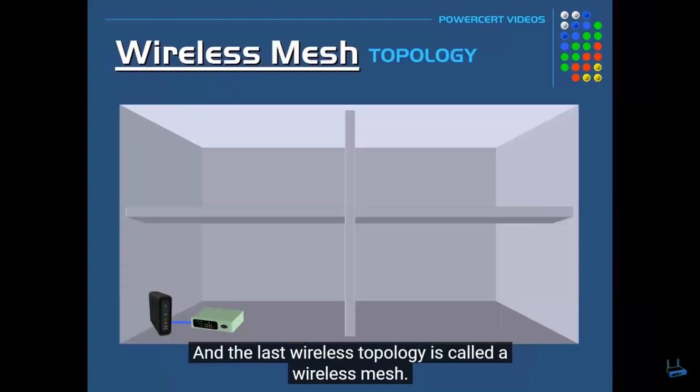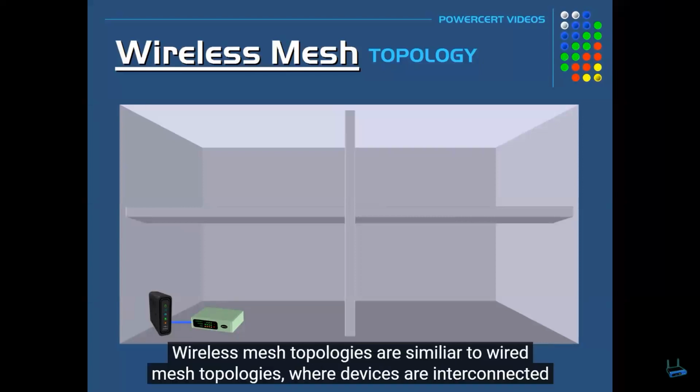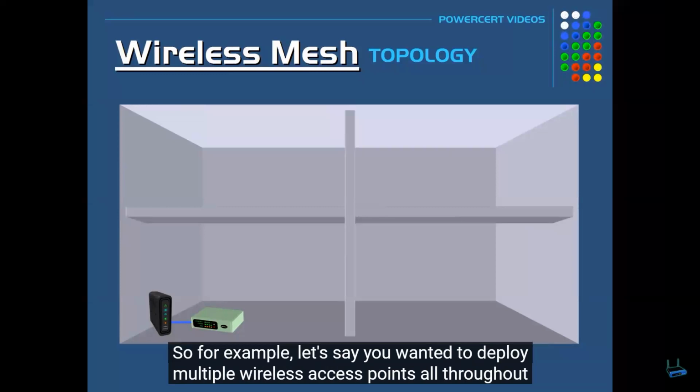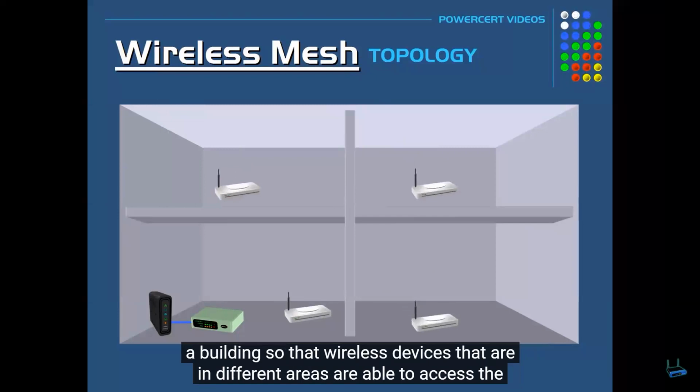And the last wireless topology is called a wireless mesh. Wireless mesh topologies are similar to wired mesh topologies, where devices are interconnected with each other, but with the exception that they are wirelessly interconnected. So for example, let's say you wanted to deploy multiple wireless access points all throughout a building so that wireless devices that are in different areas are able to access the internet.